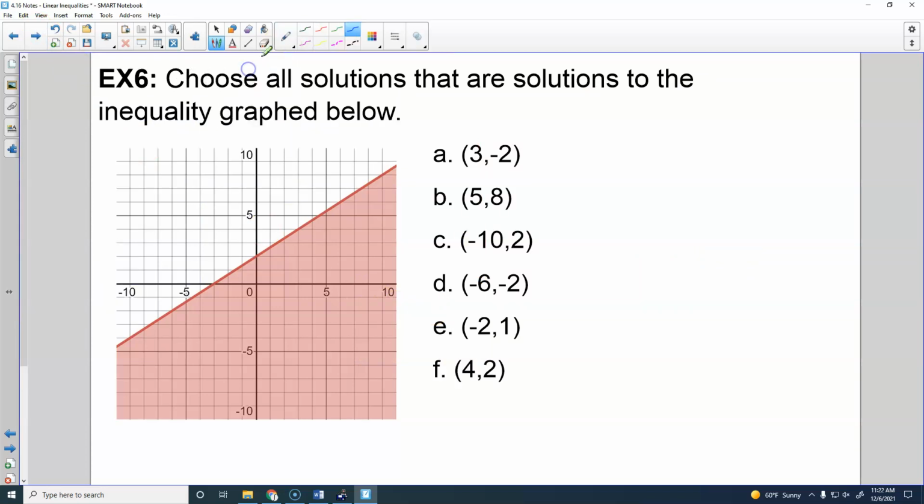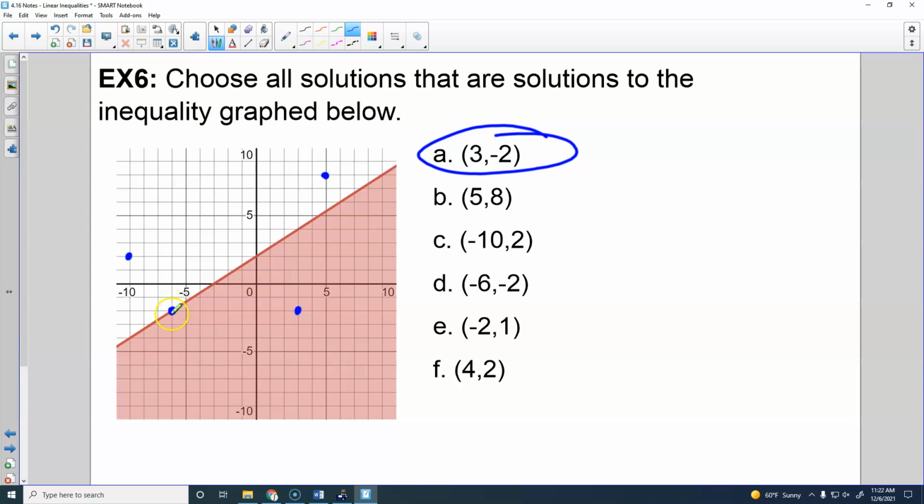it's so much easier to do solutions if you have a graph. Because if I want to know if 3, negative 2 is a solution, I'm just going to graph 3, negative 2. It's right here. Is it a solution? Yes, it's in the shaded area. 5, 8? No. Negative 10, 2? Right here? No. Negative 6, negative 2? Oh, that's right on the line. It is a solution because we have a solid line here.